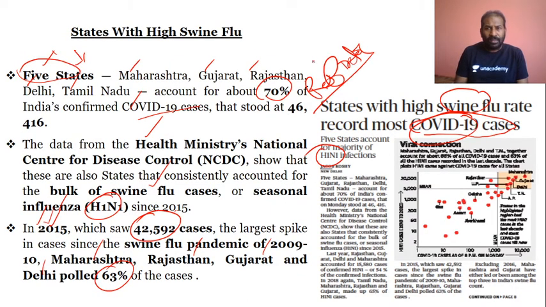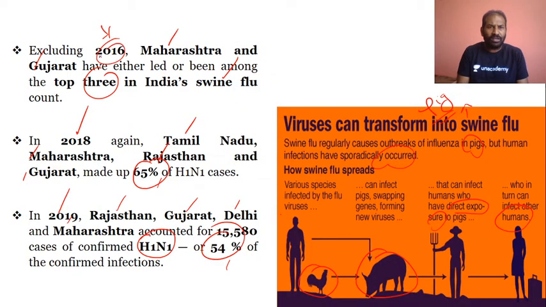We were just looking at the cases, linking the COVID-19 cases with the states which had swine flu cases previously. For Naveen, since you have just joined, I am linking it. The 5 states with the maximum COVID-19 cases are Maharashtra, Gujarat, Rajasthan, Delhi and Tamil Nadu, which constitute 70% of the COVID-19 cases. And if you look at H1N1 since 2015, apart from 2016, in 2018 and 2019 these 5 states have also been part of the swine flu cases. That is what I was explaining.